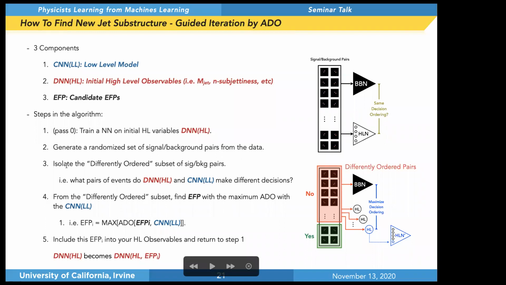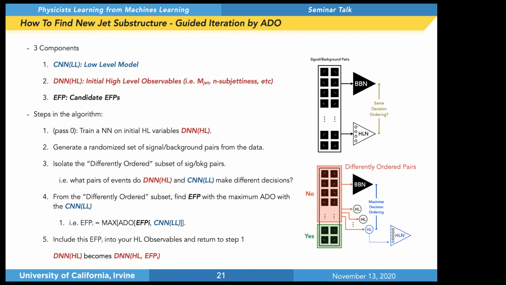And once we've established which signal and background pairs are making the same orderings and which are making different orderings, we want to isolate just the subset where the low level and the high level are making different choices. So in this subspace, the low-level convolutional neural net and the deep neural net on high-level jet substructure are making the opposite choices. We call this our differently ordered subset. And once we have this subset, we can ask which EFP does the best job of filling in the information in it? So in the space where the high level and the low level disagree, which EFP agrees with the low level most often?